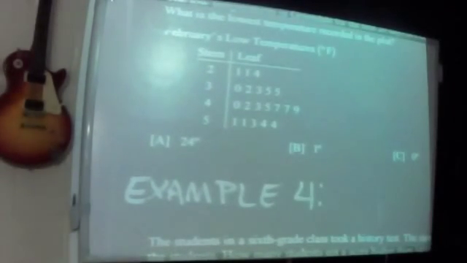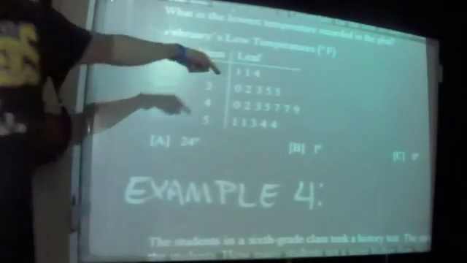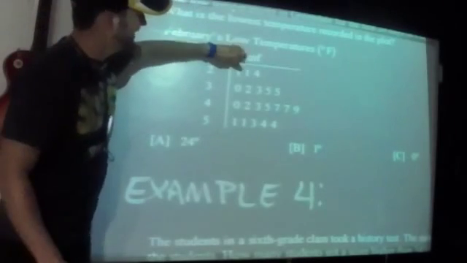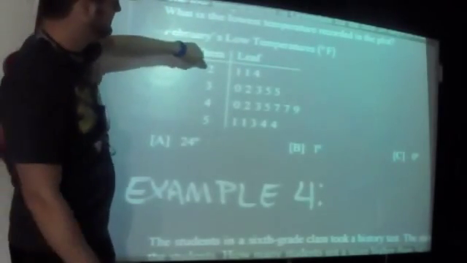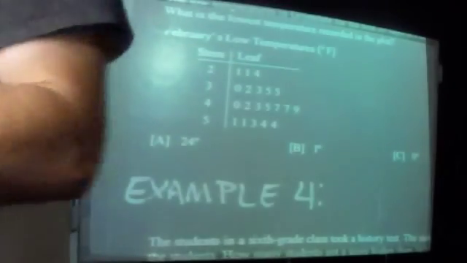Now the question says, what was the lowest temperature recorded in the plot? So if we have all these temperatures, what's the lowest temperature recorded? Now, it's not 1, which you see as answer B. That's not what that is. It's right here. It's whatever this leaf is. And this leaf goes with this stem. So the lowest one is going to be 21 degrees. So it was 21.